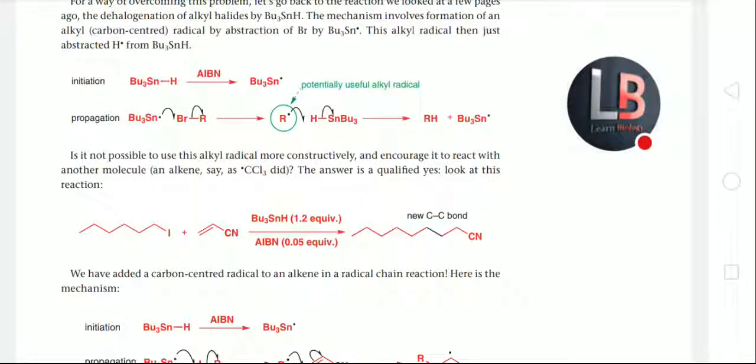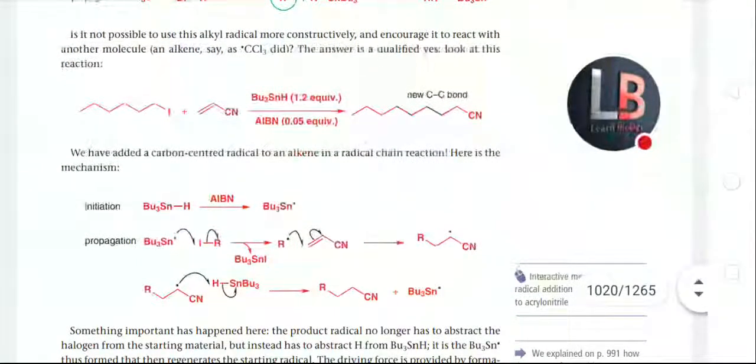another molecule? The answer is a qualified yes. Look at this reaction. We have added a carbon-centered radical to the alkene in the radical chain reaction. Here is a mechanism.